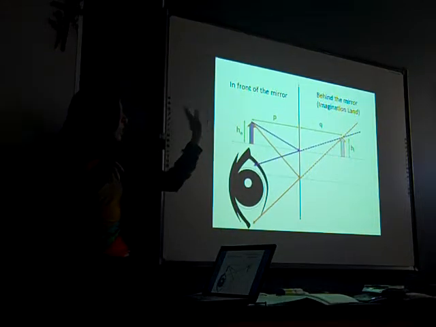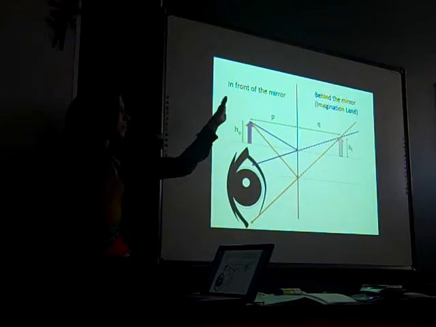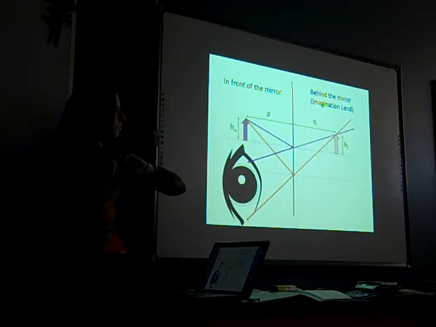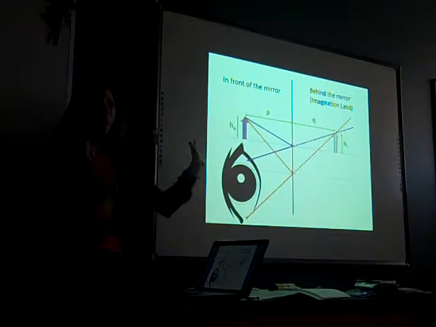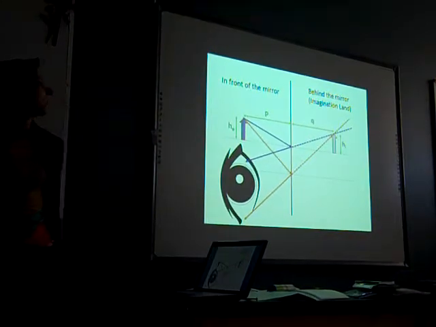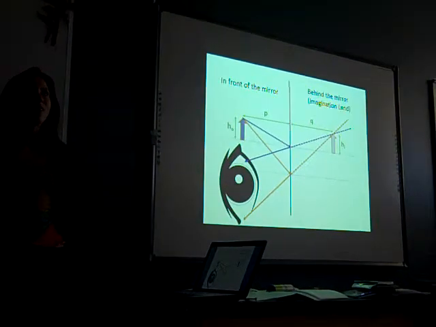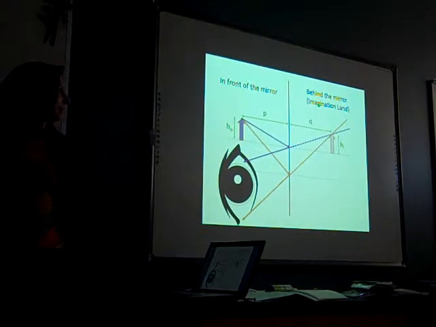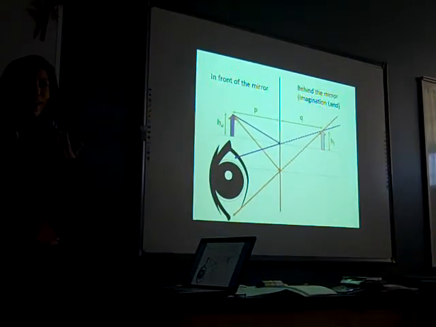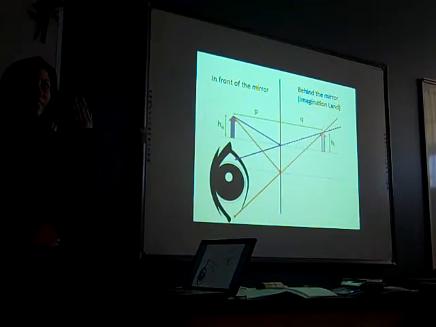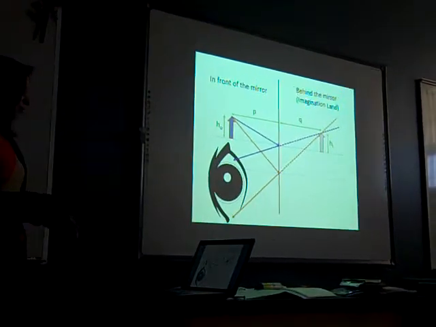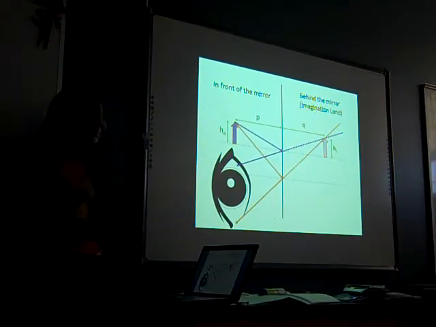P is the distance from the object to the mirror, and Q is the distance from the mirror to the image. And in this case, for a plane mirror, P is equal to Q. That's the only time. If your mirror is not a flat mirror, those things are not always true. That's why we use flat mirrors, because it's supposed to show you actually what you look like, what size you are without any sort of magnification or minimization, I guess.